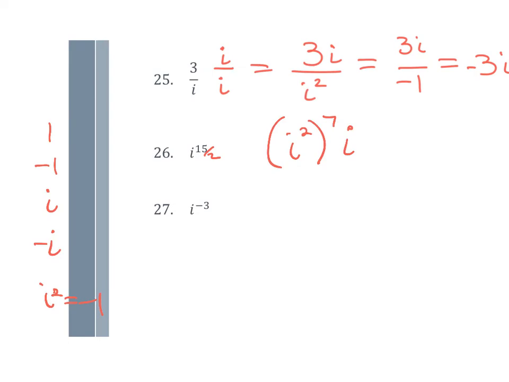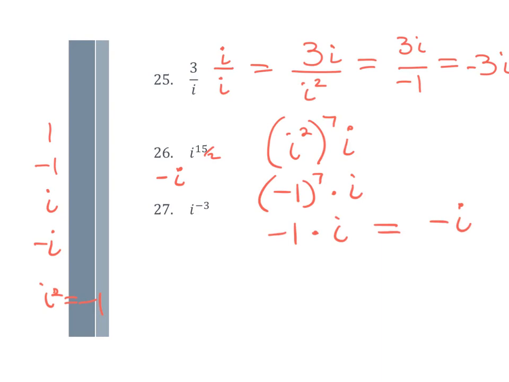Okay, so now I know that i squared is -1. When a negative number is raised to an odd exponent, the answer is negative. So this would simplify to -1, and then I'm multiplying that by i. So -1 times i is -i. So i to the 15th power is -i.